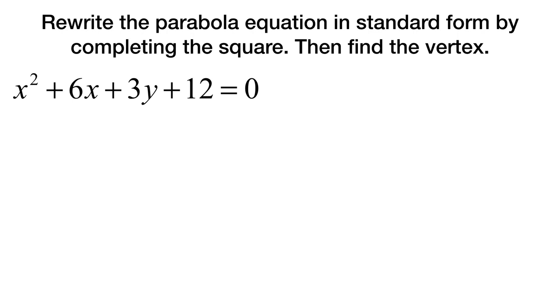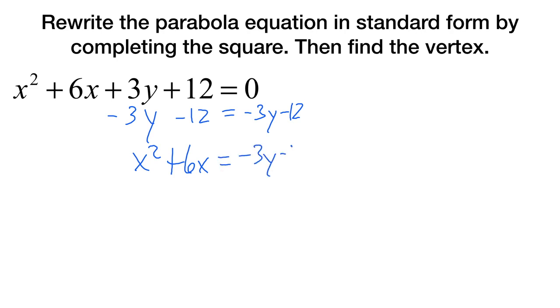So what we have to do first is get the variable that is being squared all by itself. Do you see how x squared is the one that's being squared, so x? Now when I say all by itself, I mean all the x's on one side, all the y's and other numbers on the other. So that means we are going to have to subtract 3y and subtract 12 from both sides. So that ends up being x squared plus 6x equals negative 3y minus 12.